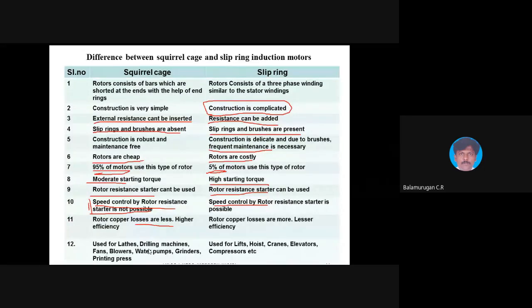These are the areas where we use the squirrel cage induction motor. Slip ring we use where you need a higher torque application: lift, hoist, crane, elevator, compressors. Based on the rotor construction, we have only two types of induction machine: one is squirrel cage, another is slip ring. So these are the main differences between the squirrel cage and the slip ring induction machine.